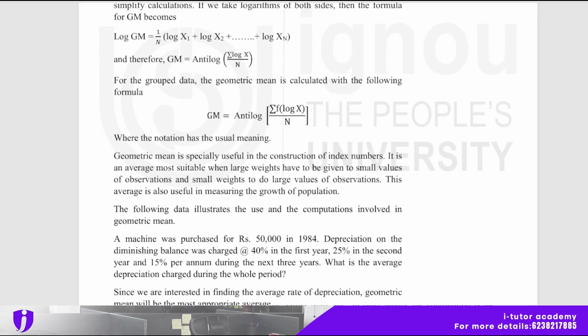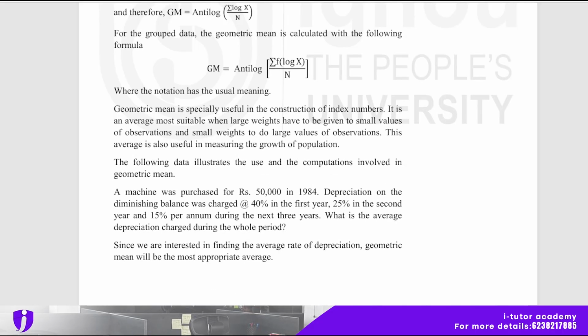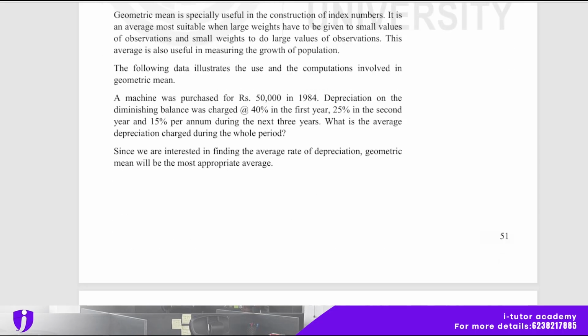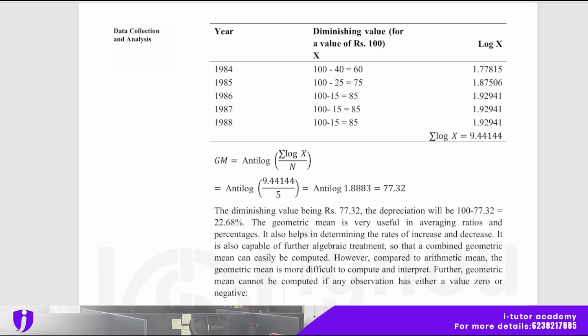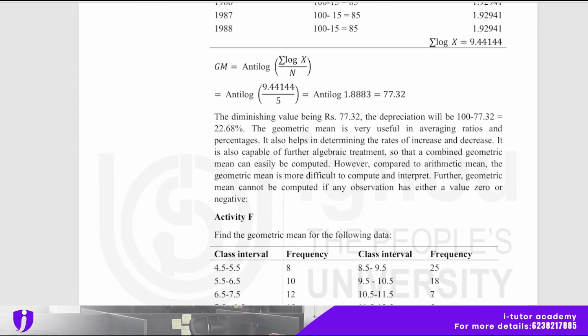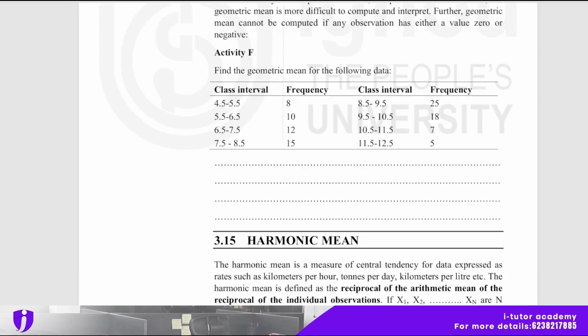Geometric mean is especially useful in the construction of index numbers. It is the average most suitable when large weights have to be given to small values of observations and small weights to large values of observations. This average is also useful in measuring the growth of population. Okay. And this is the formula for GM, and there is an activity also based on that. You just try to do it.